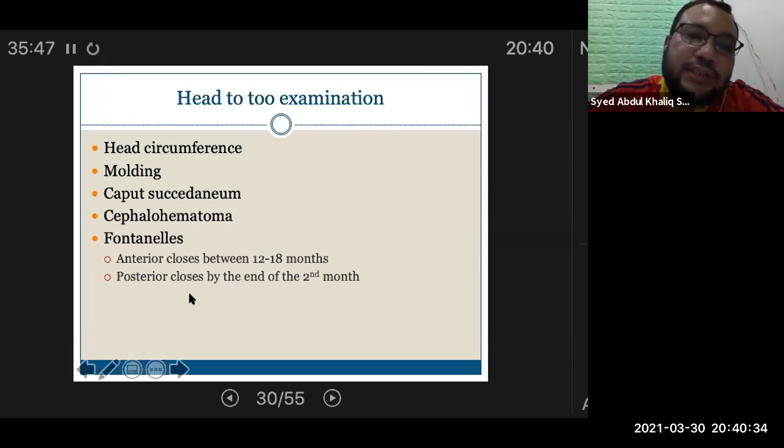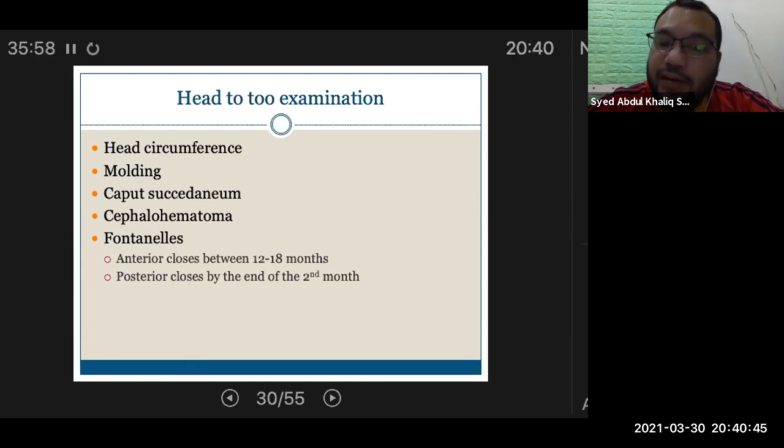So and then look at the fontanelle. The fontanelle usually close between 12 to 18 months. Anterior fontanelle and posterior fontanelle usually close by the end of second month. So if the fontanelle is closed early, then you need to suspect something abnormal. Craniosynostosis, for example.